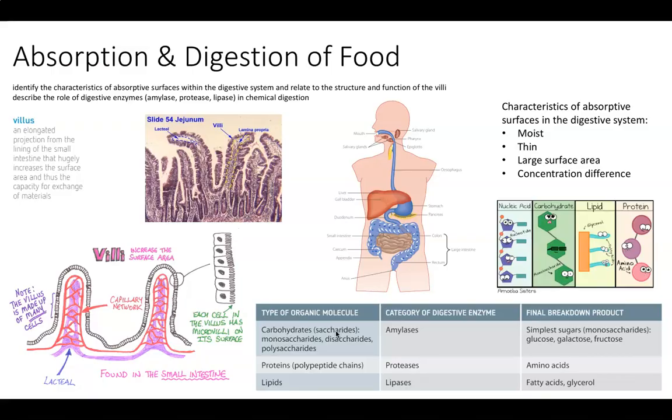Okay. So let's talk about the absorption and digestion of food. This is from chapter 7 of your text. And I'll start off here. So we're looking at the digestive system, and basically this is the process of ingesting food, absorbing all the nutrients we need from it, and then eliminating the waste from our body.